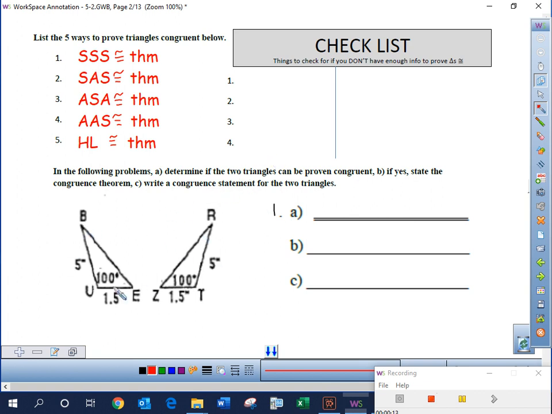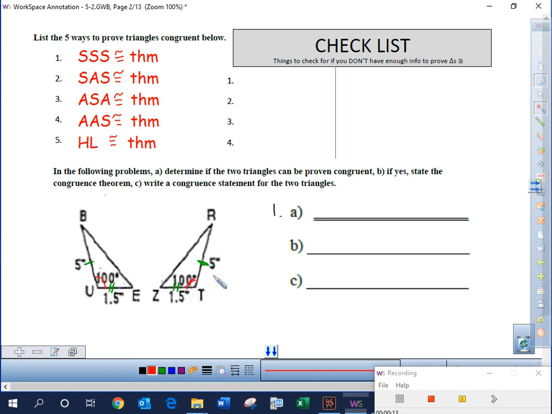So here on the first one, it's kind of weird, but they don't give us the tick marks and the arc marks. They give us some distances. So let's put tick marks. Here, this is 5 inches, and this is 5 inches. So we'll put single ticks on that. And here, this is 1.5 and 1.5. So we put different amount of tick marks there. And then on this guy, here's 100 degrees, and that's the same as 100 degrees. So we'll mark those up.